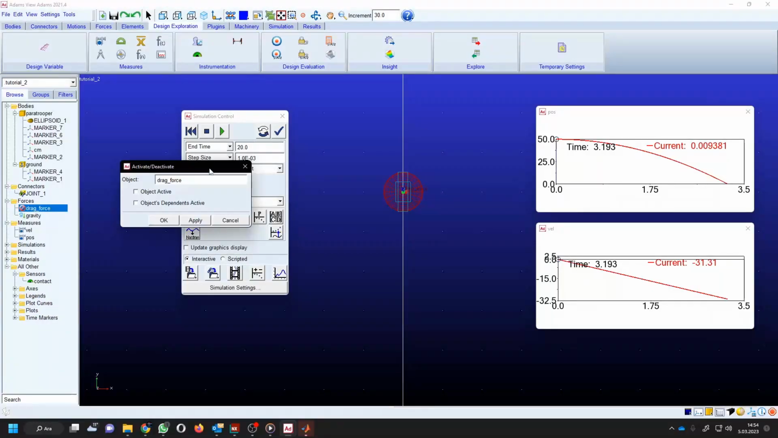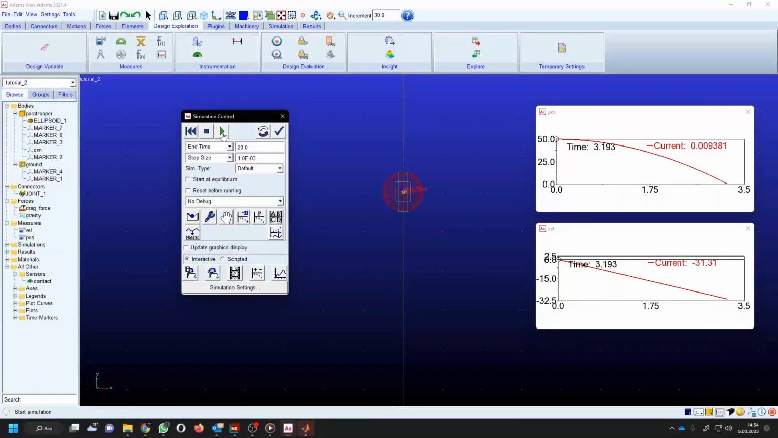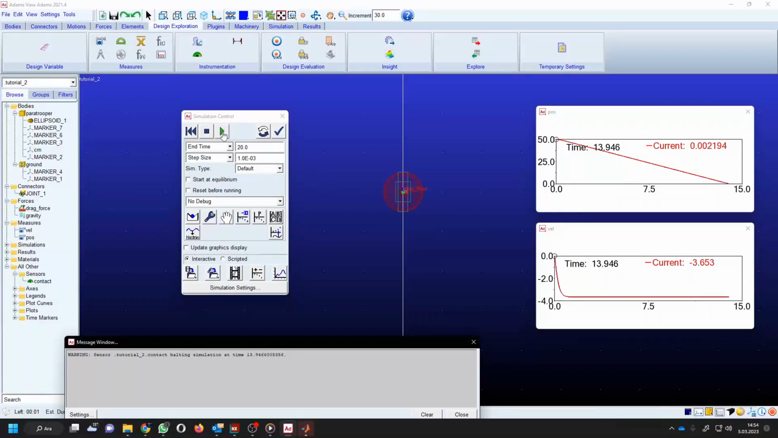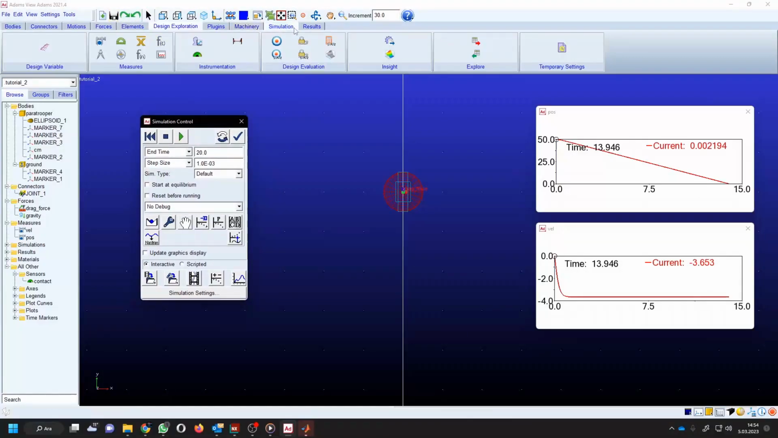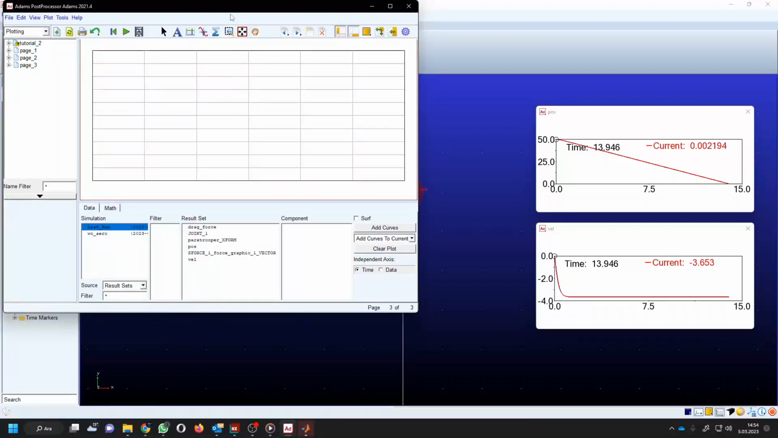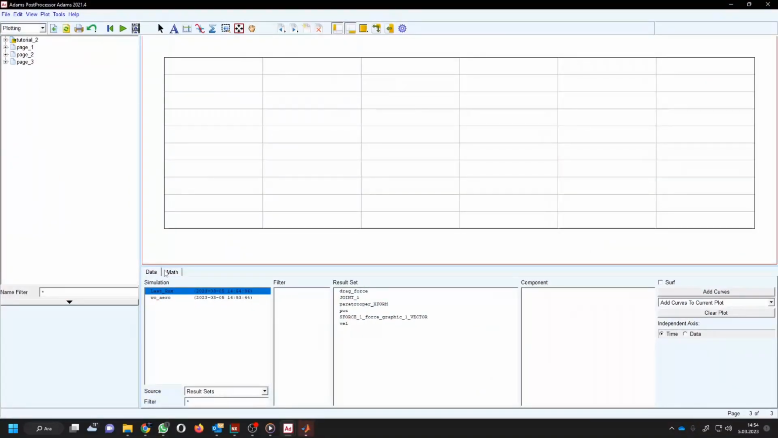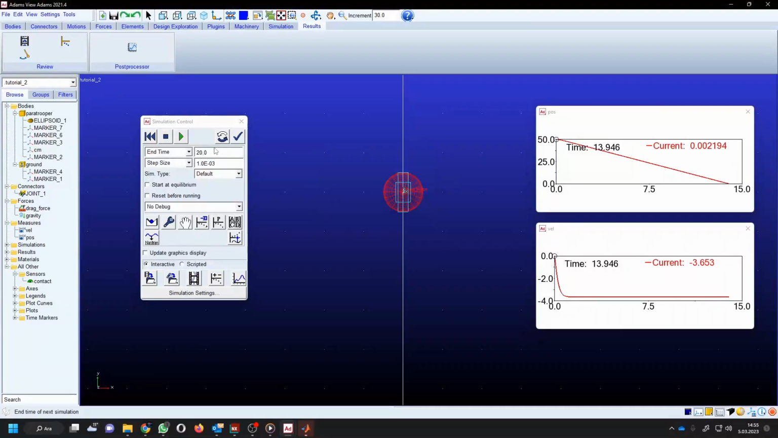Now I am activating my aerodynamic drag force and run the simulation again, and it ends at 13 seconds. Okay. I can visualize my solution with post processor here, and before that, let's save our results first. Let's save this as with aero. Okay.